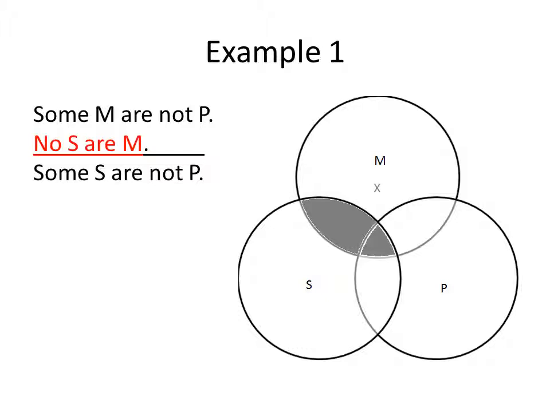Ignore that no S are M is now red. We're still talking about the first premise. So some M are not P. That means there's some M that's not P. Where could that be? Well, it could be in the only remaining part of the M circle that doesn't overlap the P circle and that's unshaded, which is section 1, or area 1. Okay, so once we get to this point, this is what the diagram of the premises should look like.